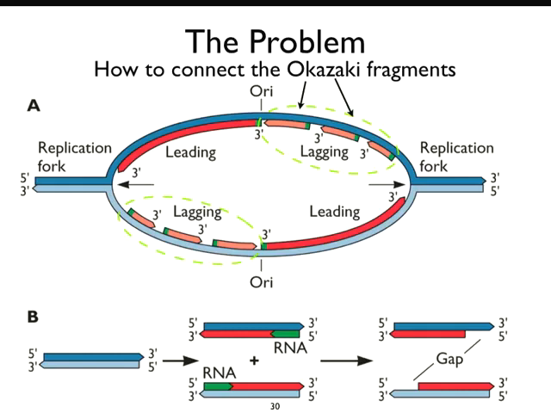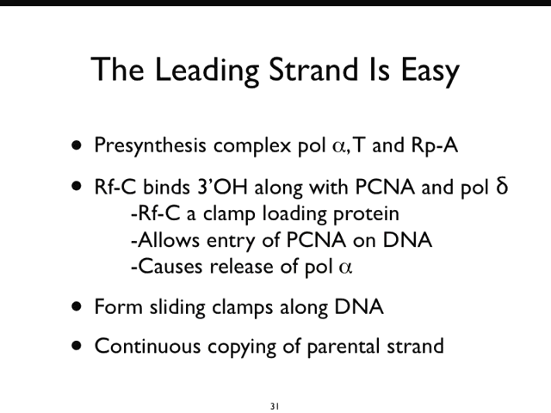The problem then becomes putting these guys together. And they're put together because, remember, there's an RNA and DNA part, and what happens is the RNAs are removed by a specific exonuclease. DNA is repaired, ligated, and filled back in. So the leading strand is easy. A pre-synthesis complex between polymerase alpha, one of the host DNA polymerases, T antigen, and replication factor A forms on the template.